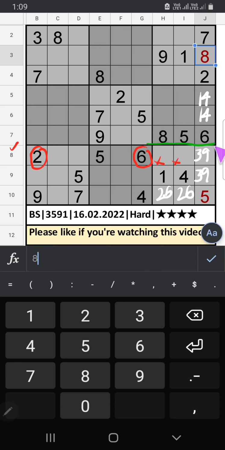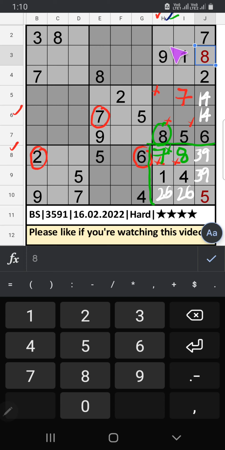Ninth grid only 2 numbers are remaining, 8 and 7. Column H we have 8. So 8 can't come in this cell. 8 is confirmed here. Then 7 is here. Column H, 6th row we have 7. So 7 can't come in these cells. Then 7 is confirmed here.